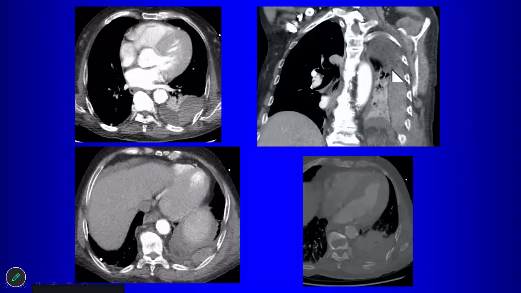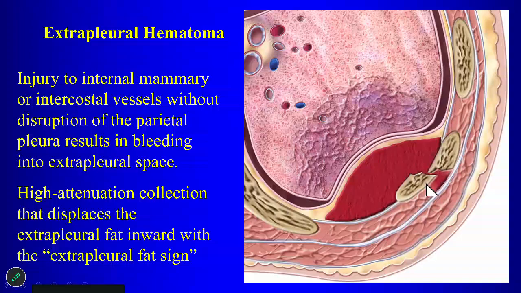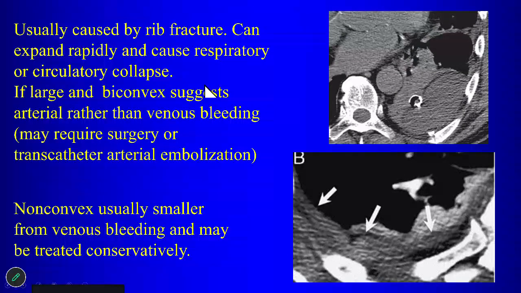And then here on this coronal reconstruction, we can see it a little better. So the sign of an extrapleural hematoma is displaced extrapleural fat. So this hematoma is not in the pleural space. It's outside the pleural space. These are associated with rib fractures. And if it's convex towards the lung, it might indicate arterial bleeding. So that's extrapleural hematoma. Intercostal artery, or if it's anterior, internal mammary artery, so we've covered that before.